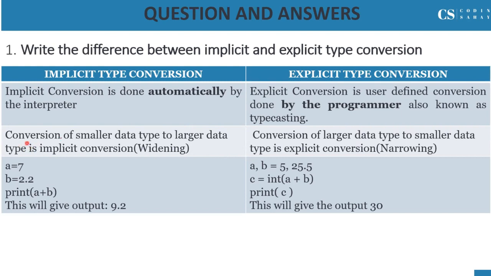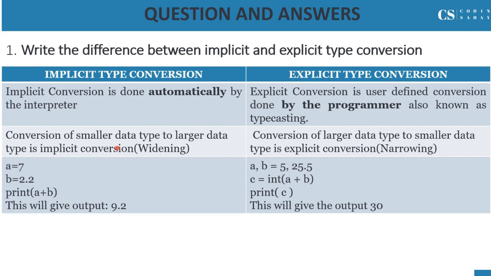So the second difference: conversion of smaller data type to larger data type is implicit type conversion. That is, if it is integer, then it will be converted to float. Float is a higher data type. So it is converting from smaller to higher, so we can say it is widening. Then explicit type conversion is conversion of larger data type to smaller data type. That is also known as narrowing.